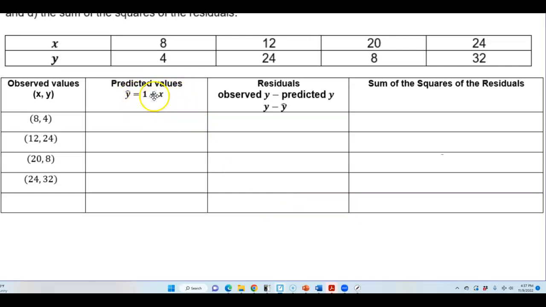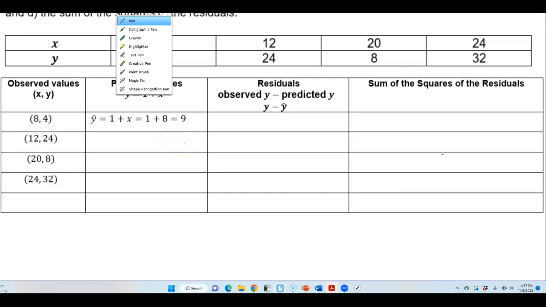That means we want to use this equation. We're going to substitute the value of x into this equation. So if you take a look, the first value of x is 8. We're going to plug it into the equation. So 1 plus 8 is going to give us the predicted value of 9.